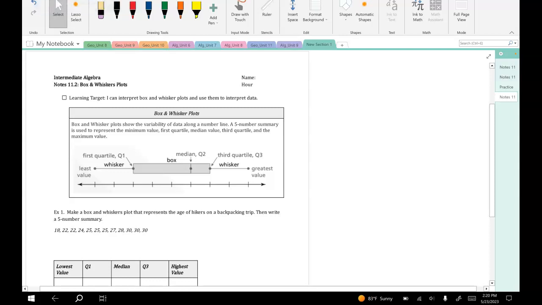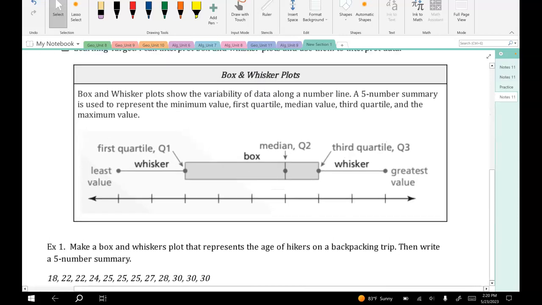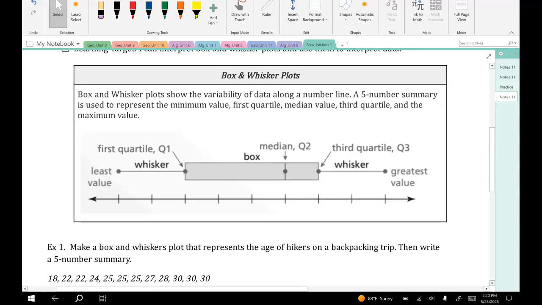Today is box and whisker plots. A box and whisker plot gets its name from the pieces that it has. It has 3 pieces. It has a box. It has 2 whiskers, on either side, think of the whiskers of a cat, on either side of its nose.